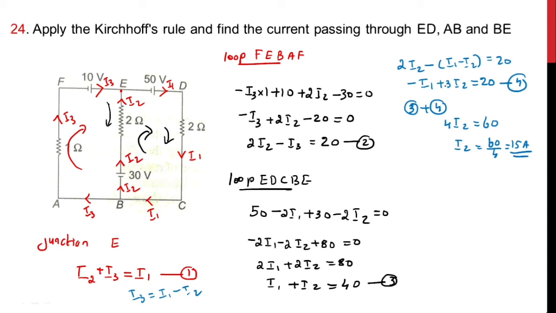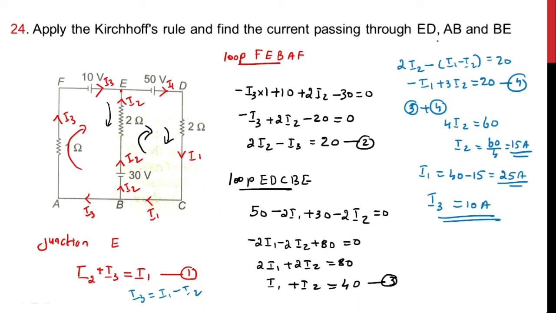Okay. So you can easily calculate in equation number 3 or 4. If you use equation number 3, I1 is equal to 40 minus I2. I2 is 15. So you'll get 25 ampere. So I1 is equal to 25 ampere. If I1 is 25 and I2 is 15, what is I3 equal to? I3 equal to I1 minus I2, so 25 minus 15. So I3 is equal to 10 ampere.